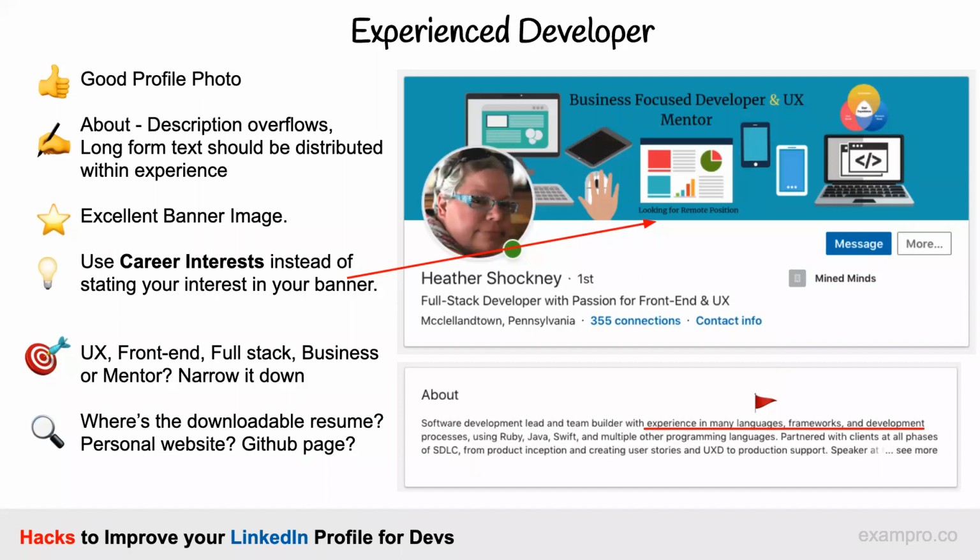We have a really good banner image. It really makes it clear what her skills are, though it says looking for a remote position in your banner. Again, you want to use career interests to tell people that you are looking for work. There's a lot of different titles here. So I see full stack developer, then I see front-end developer, then I see UX, then I see UX mentor, and I see business focused developer, okay? And then I'm looking for work.